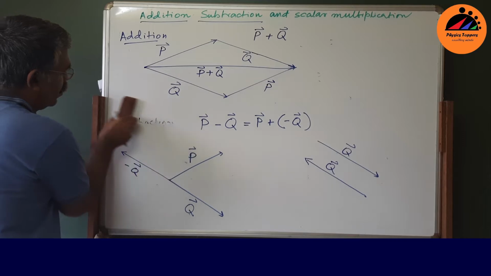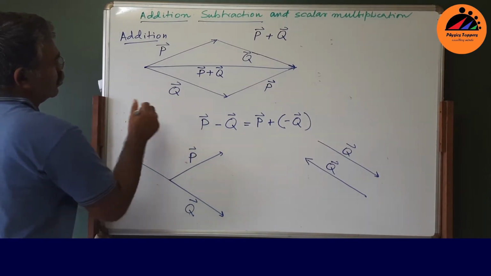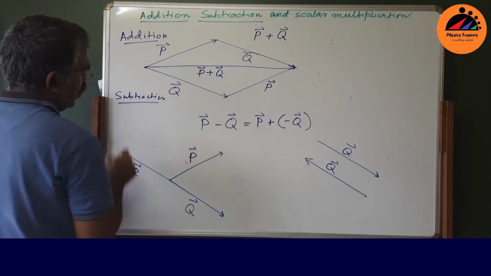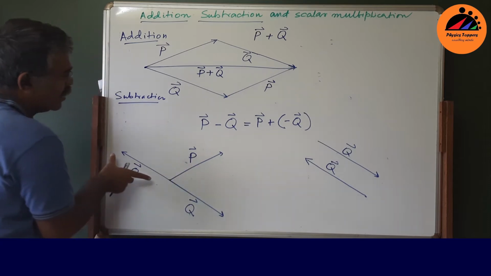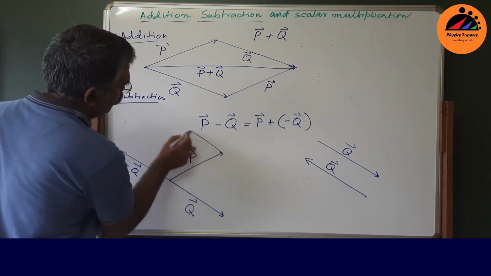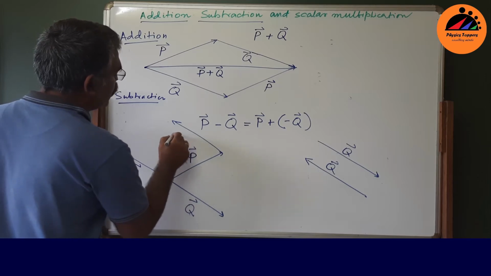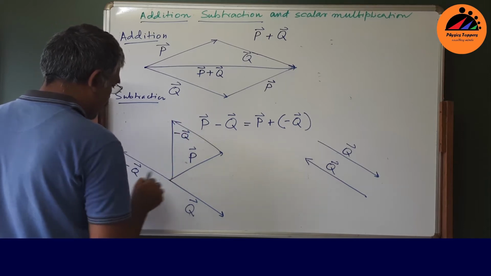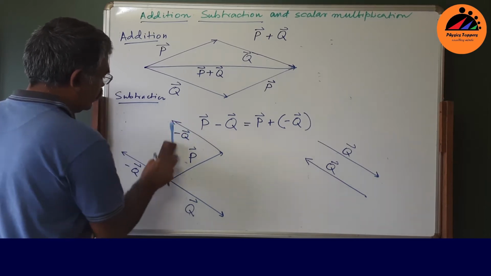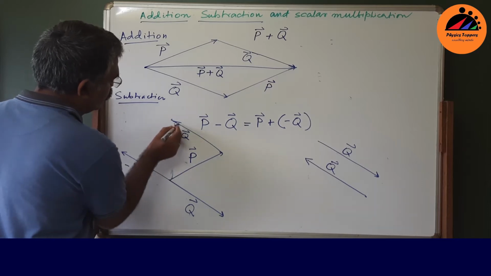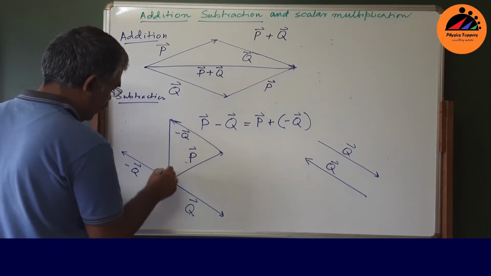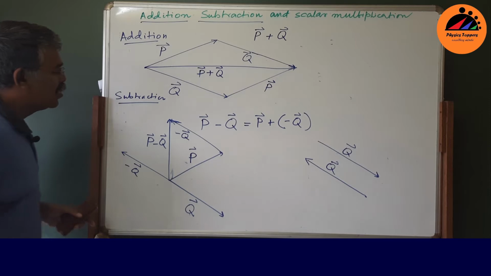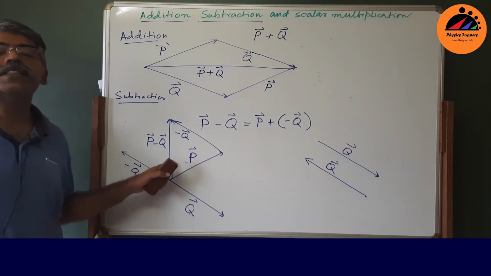So you just simply, let me write subtraction here. You simply translate this minus q here. So this is minus q vector, right? Now you just join these. Just join. That's all. So this is p minus q. It's basically an addition. Subtraction is basically an addition.